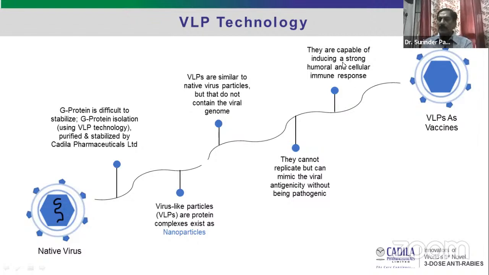They are capable of inducing a strong humoral and cellular immune response. So this is our purpose, that the vaccine which we are giving should produce humoral and cellular immune response. The main point of these vaccines is that they cannot replicate but can mimic the viral antigenicity without being pathogenic. So they are not pathogenic also. So these are the 5 points where we can say rabies is going to become the number 1 vaccine in the coming future.